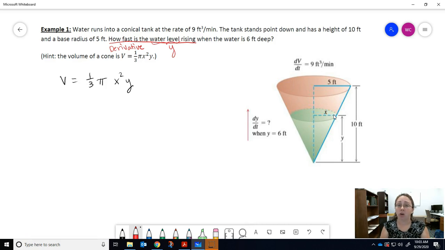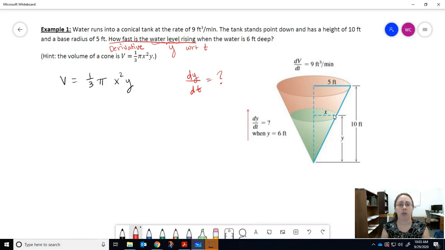The rate of change of the y value. But if you're talking about fast, you're talking about derivative with respect to who? How fast means the derivative with respect to time. So ultimately, we are looking for dy dt. Okay? Now, to find dy dt, we're going to need to take the derivative of our volume equation.